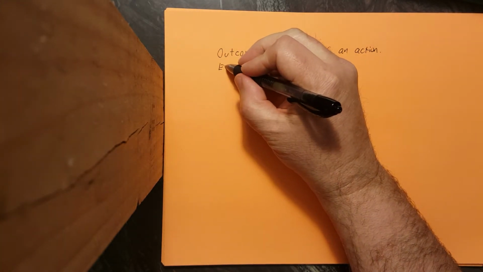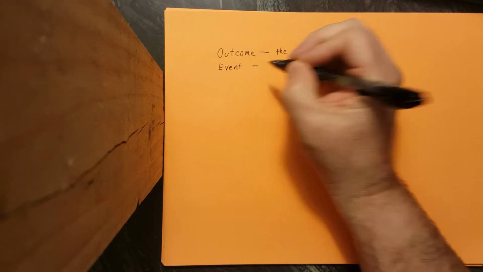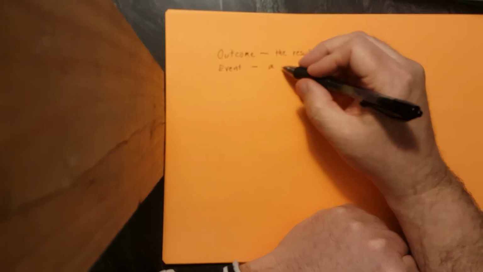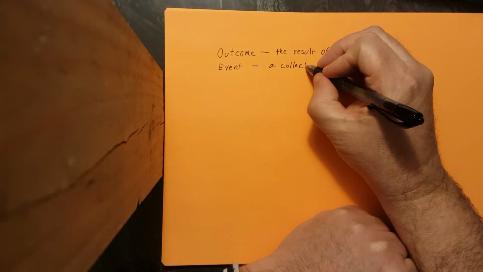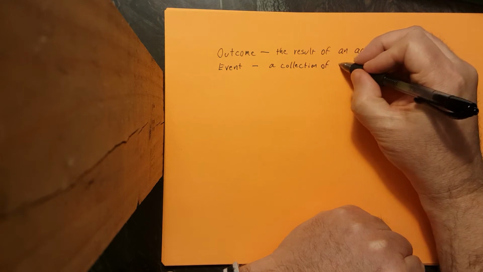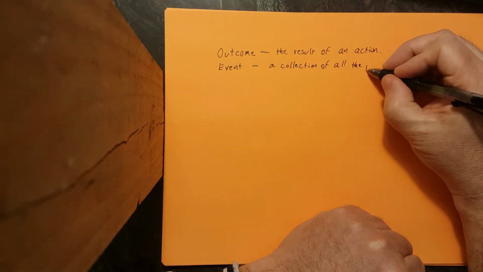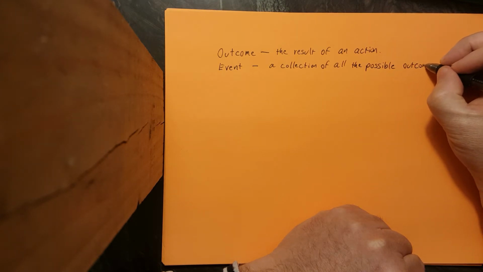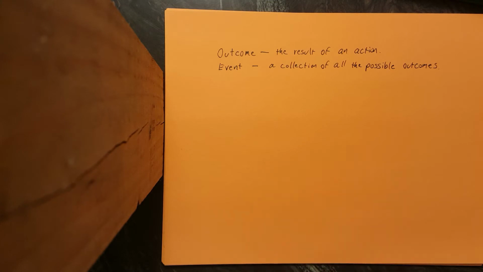An event, you should put this in your notebook also, it's a collection of all the possible outcomes. So in the case where I'm flipping a coin, the event is the collection of all possible outcomes, so heads or tails.